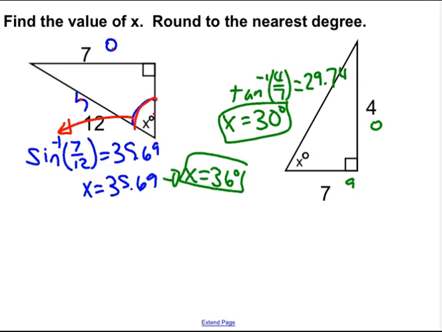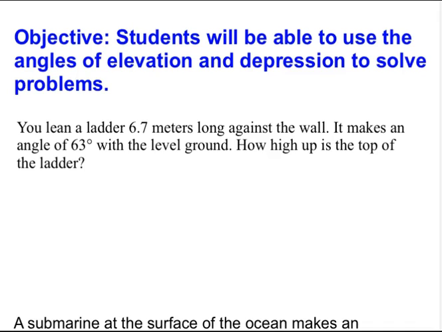So I have the sine inverse of 7 over 12. That's going to be my x. So x is 35.69 when I type that in. But the directions say round to the nearest degree. When I round that, I end up with x being 36 degrees. Set up the same, the next one's going to be similar. I have my angle, my opposite and adjacent sides, which means I'm using tangent inverse, because I'm looking for an angle measure. I go 4/7, and I got 29.74, which rounds to 30 degrees on this one. Pretty straightforward.